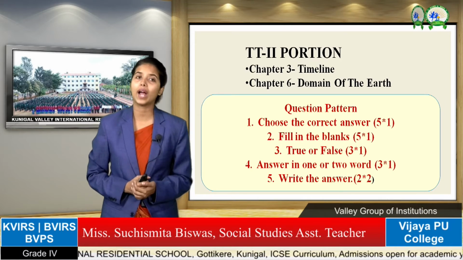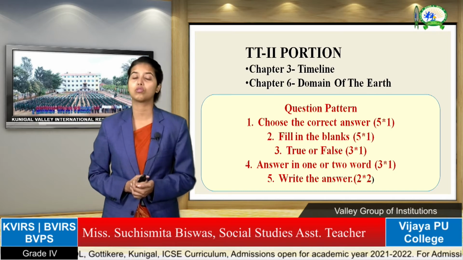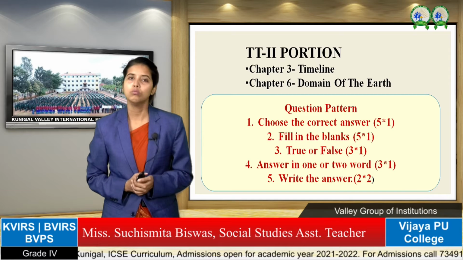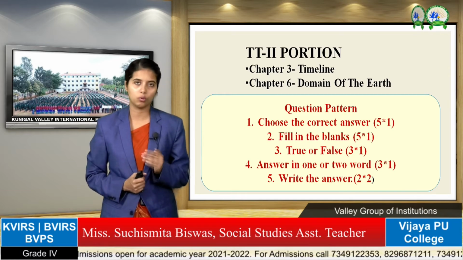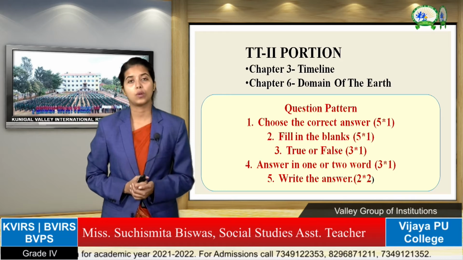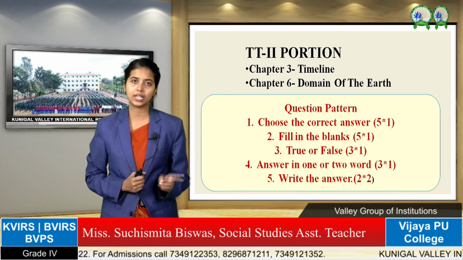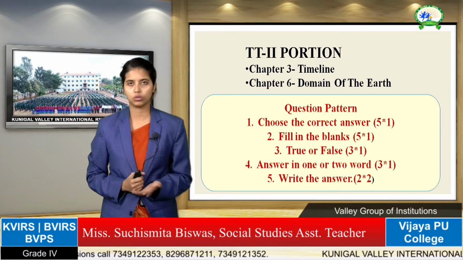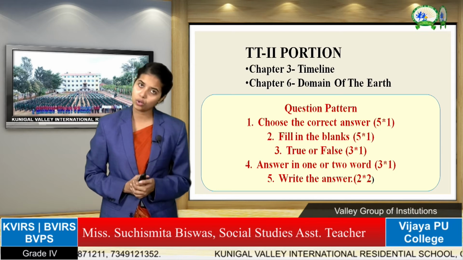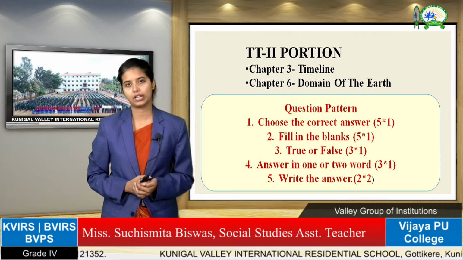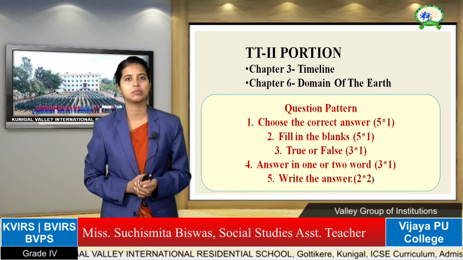And lastly, write the answer. Under this main you have 2 questions, and each question carries 2 marks, so for the 2 questions you get 4 marks, and the rest of the questions carry only 1 mark. If you answer correctly you get 1 mark. If you are wrong, you do not get any mark. And for the last main, answer the following, I have given 2 marks for those questions. So this is the question pattern that you are going to see in term test 2.